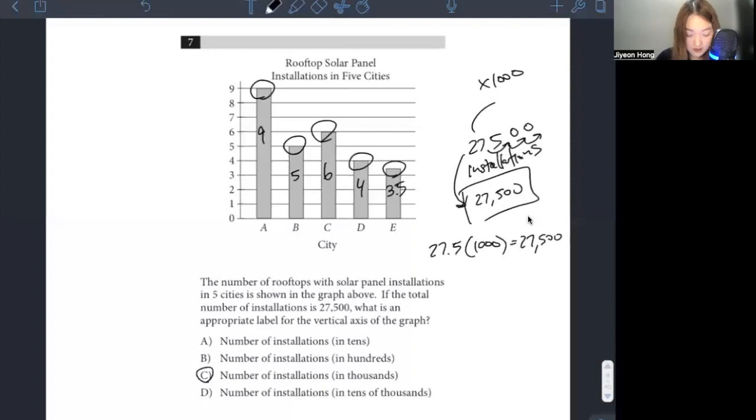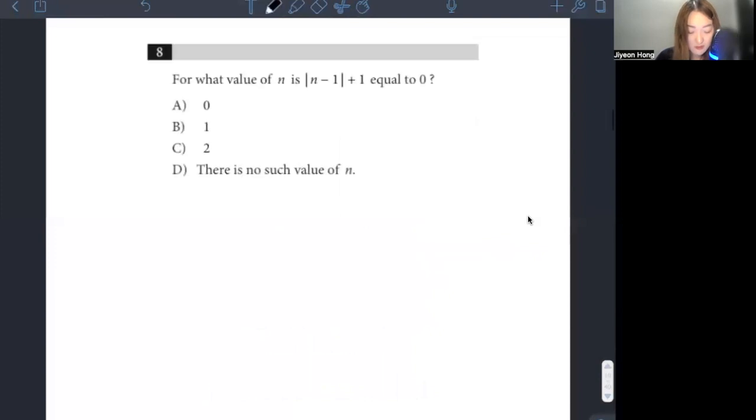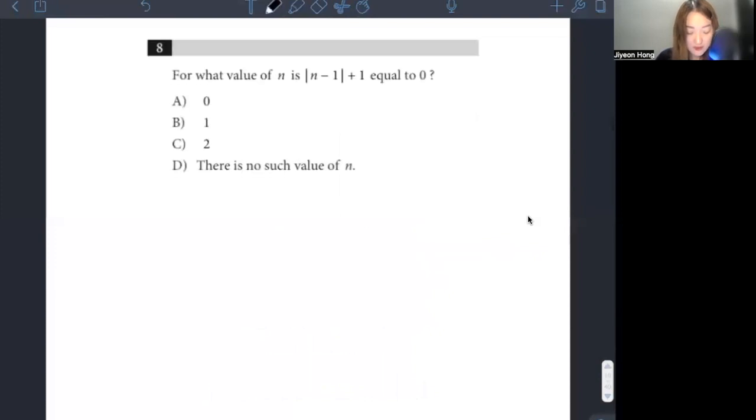All right, number 8. For what value of n is the absolute value of n minus 1 plus 1 equal to 0? This is a trick question, but let's just solve it like we would solve an absolute value equation. So we get the absolute value of n minus 1 equals -1.